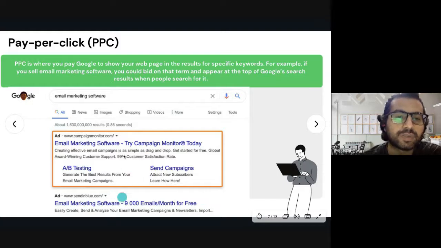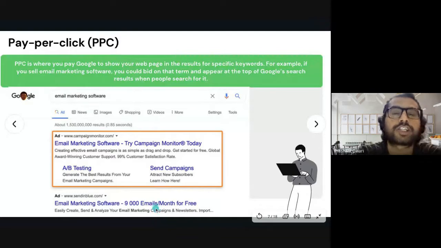Let's see, these two companies are paying 190 rupees, and they are the highest bid and second highest bid. Both are appearing on the first and second place. I, as a visitor, the person who is searching for email marketing software, decided to go with the first one and click on this advertisement URL. What will happen? 100 rupees will be deducted from this Campaign Monitor account, but no amount will be deducted from this website. Why? Because I am not clicking on this website.